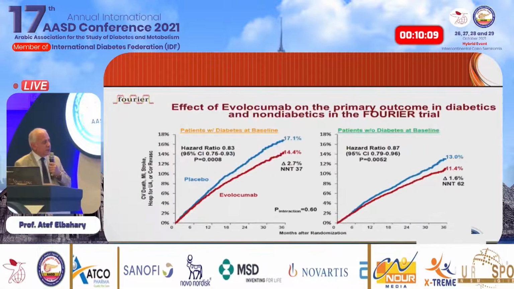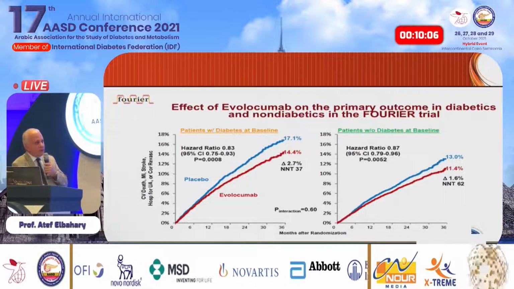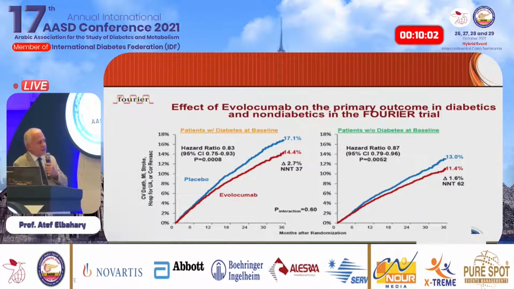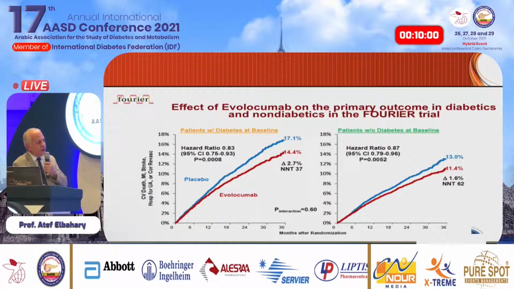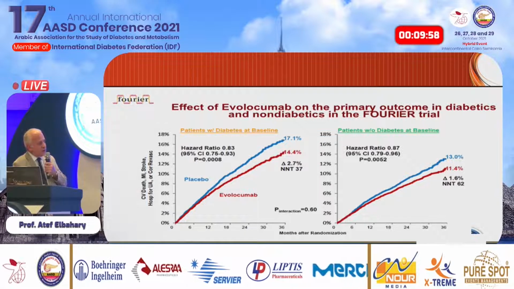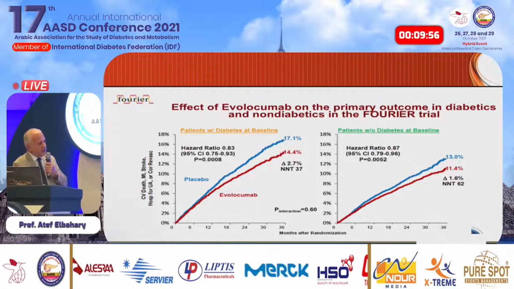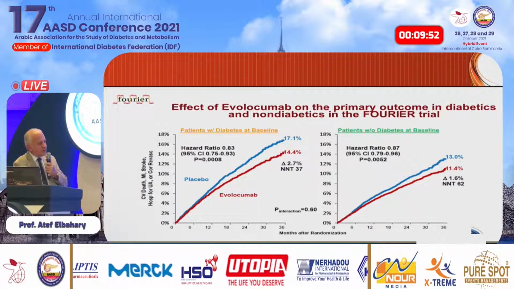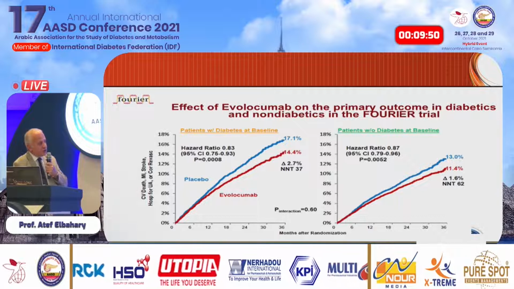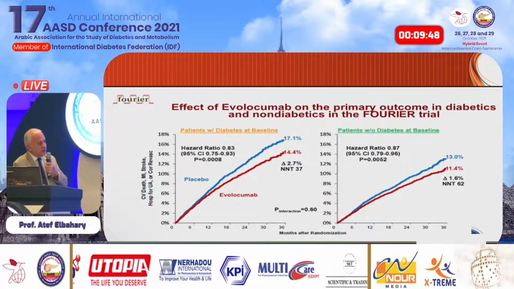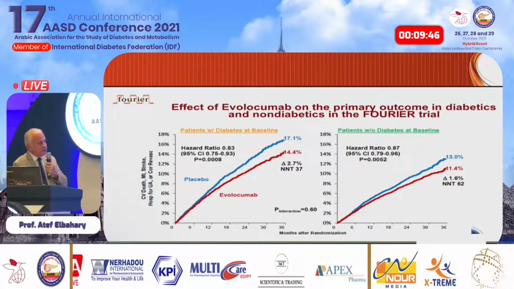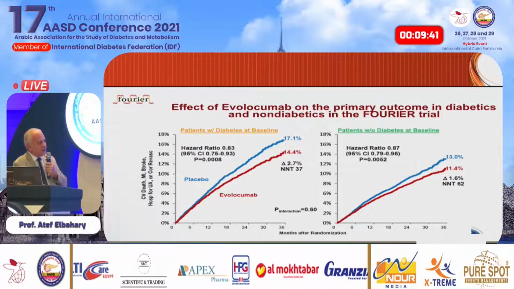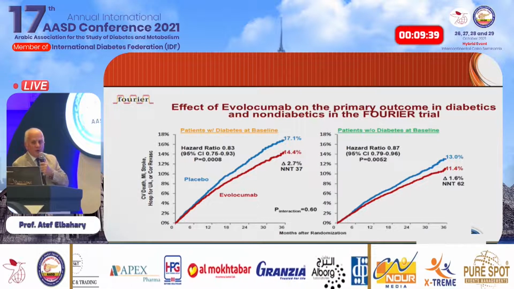And we see here the effect of the evolocumab, a Pcsk9 inhibitor, on the primary outcome in diabetics and non-diabetics in the FOURIER trial. Those patients with diabetes at baseline using evolocumab, we can see here the number needed to treat is 37. Absolute risk reduction of MACE is 2.7 on those patients, and we can see here the hazard ratio is decreased by about 17% in patients with diabetes.